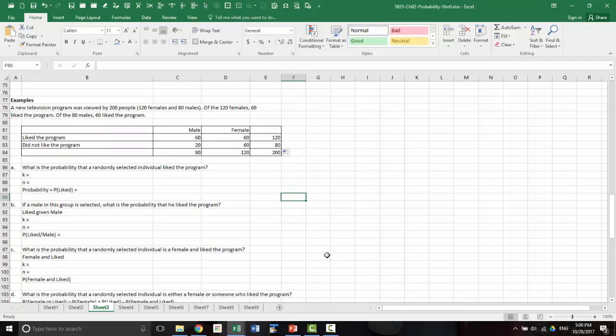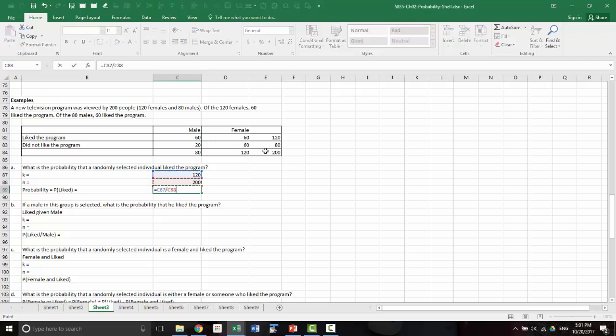And so this will be a case of empirical probability. So we will be looking at relative frequency. So what is the probability that a randomly selected individual liked the program? So K, those who liked the program, is 120, right? N is 200. Okay, so the probability is the ratio, 0.6.